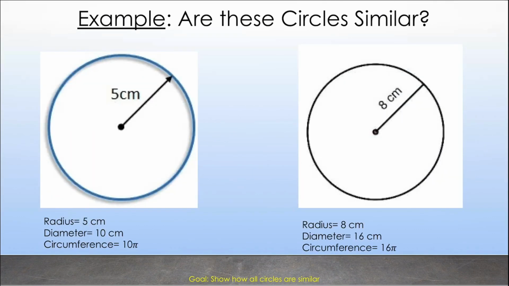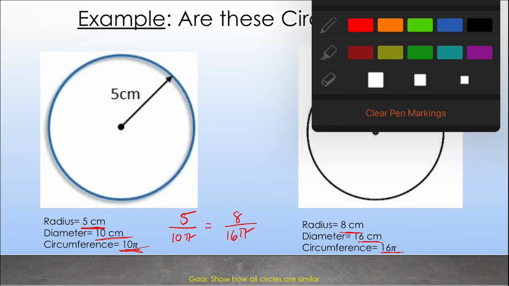Okay, so are these circles similar? My radius is 5 centimeters, diameter is 10, and circumference is 10 pi. Radius, 8, 16, and 16 pi. So we can simply do something like this, saying radius over circumference and radius over circumference. I can simplify both of these.